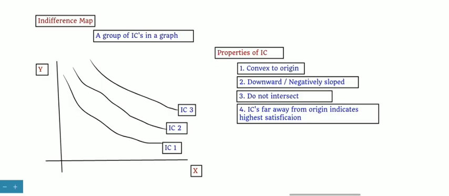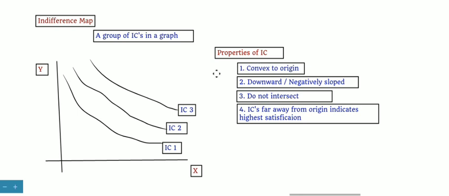Now let's see about the indifference map. Indifference map is nothing but a group of indifference curves drawn in the same graph. So a group of indifference curves drawn in the same graph is called an indifference curve map or indifference map. And let's see about the properties of indifference curve. So these are important properties which we will use in many of the applications.